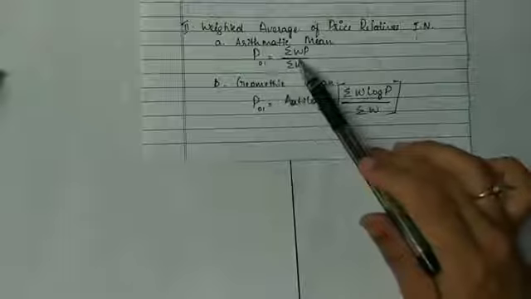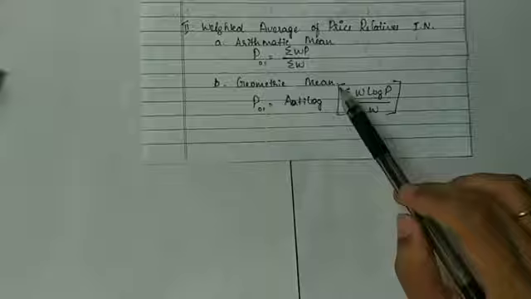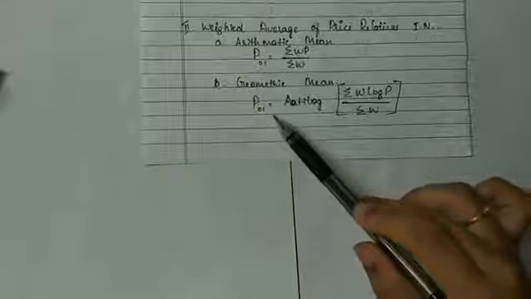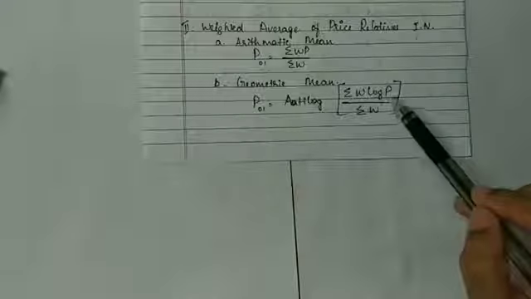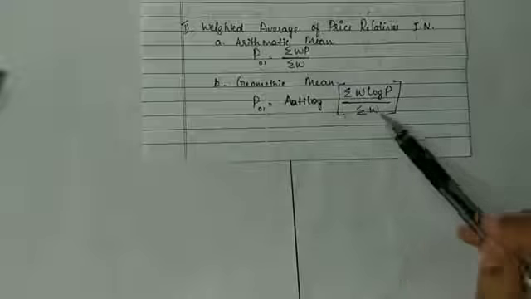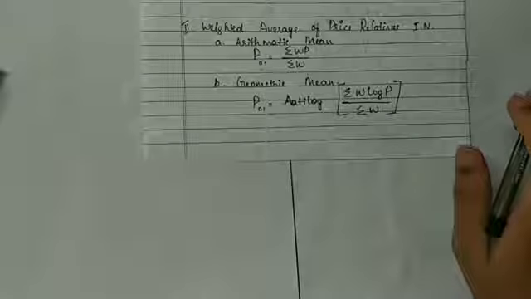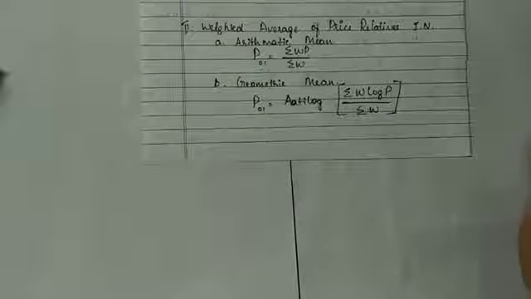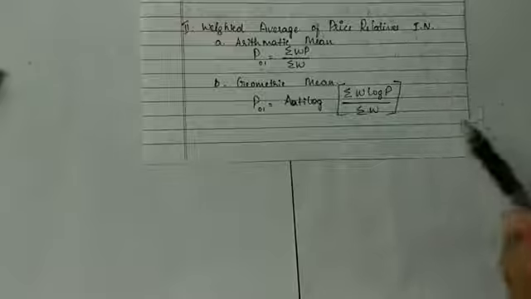So arithmetic mean, how to calculate? P01 is equal to summation WP divided by summation W, and when it comes to geometric mean, P01 is antilog of summation W log P divided by summation W. Learn all the formulas by heart. Now let us solve one problem on weighted average of price relative index number.